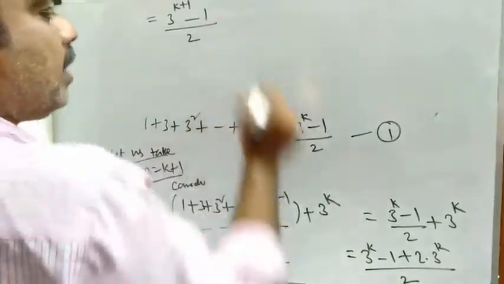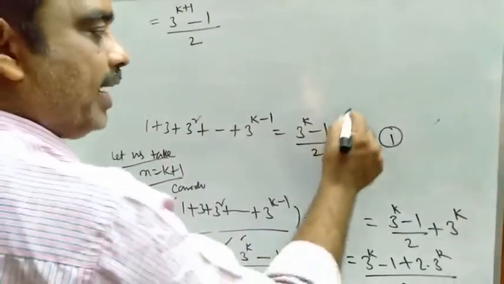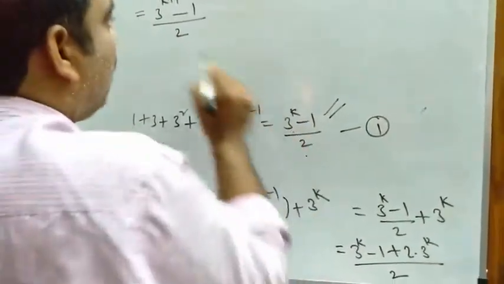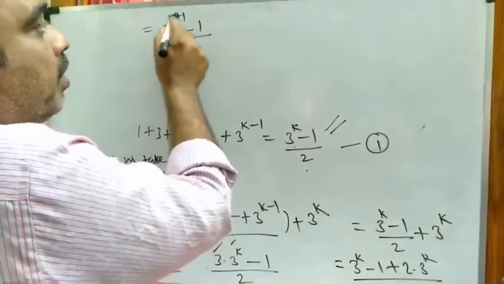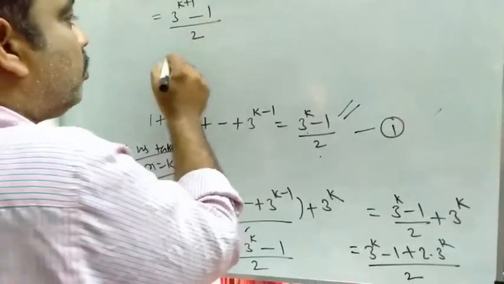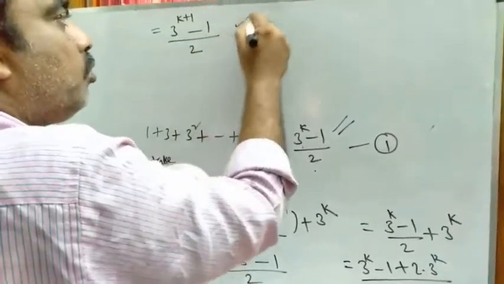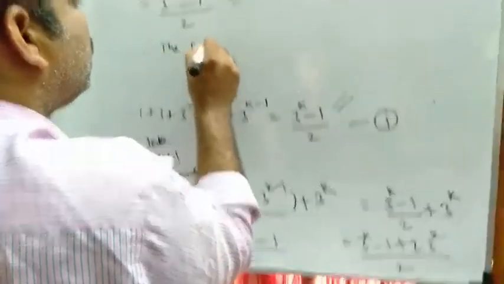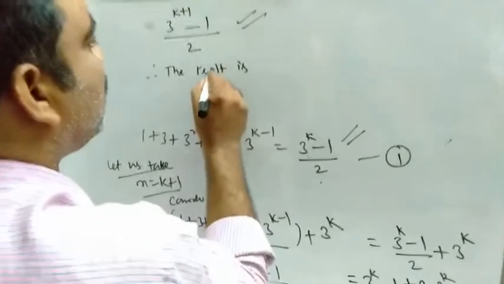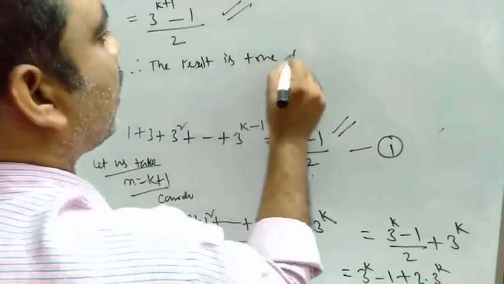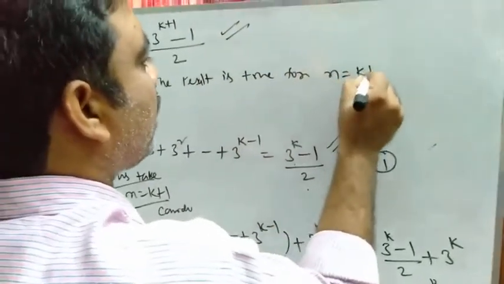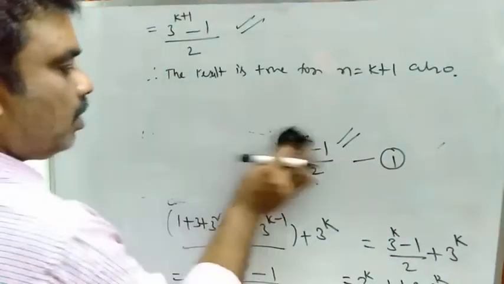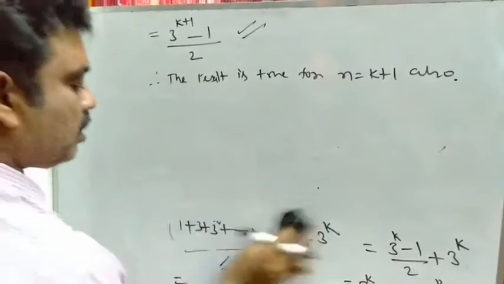So it looks like, for k terms it is (3 power k minus 1) by 2, and for k plus 1 terms it is (3 power k plus 1 minus 1) by 2. That means the theorem, or result, is true for n is equal to k plus 1 also.